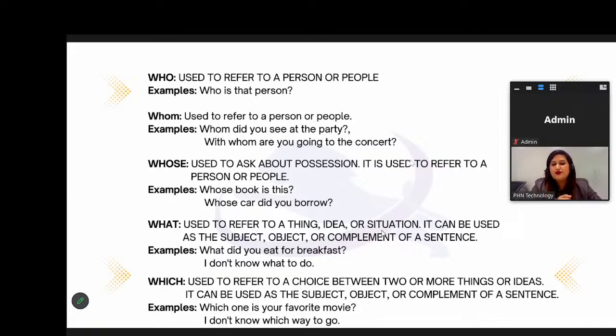What is referred to a thing, idea, or situation? It can be used as the subject, object, or complement of a sentence. Now, what is the example for this? What did you eat for breakfast? I don't know what to do.